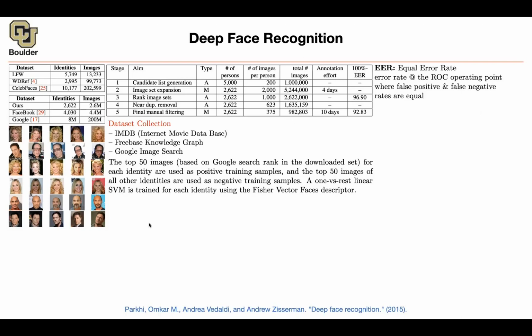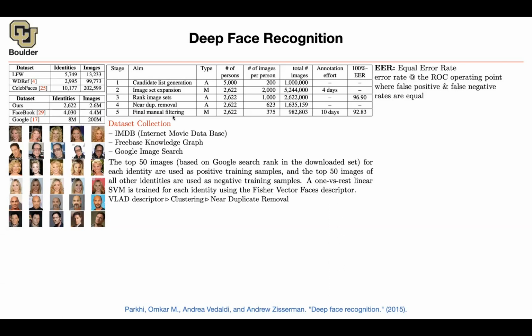The near duplicate removal is based on clustering. You're going to featurize your images using the VLAT descriptor. You cluster them, and the ones that belong to the same cluster, or are really close to each other, you're going to keep only a few of them. And this is the way that you're going to remove the duplicates. Out of 1,000 images per identity, you're going to end up with 623.